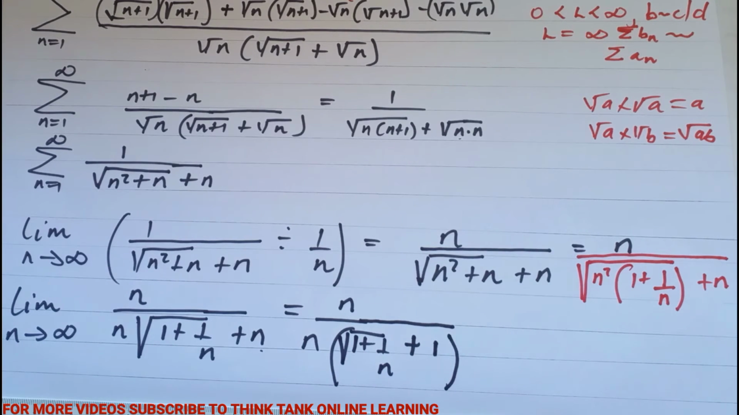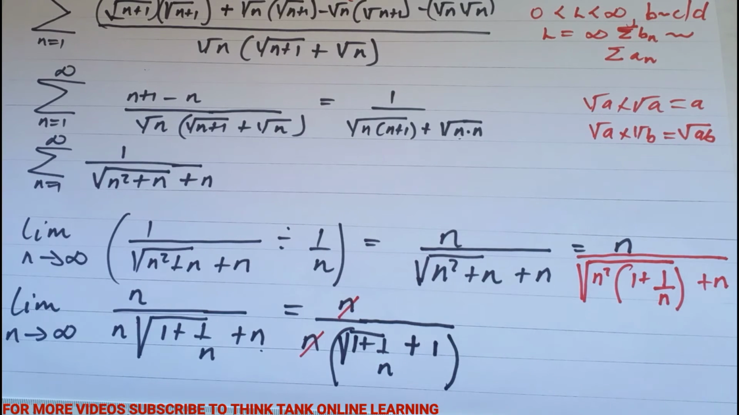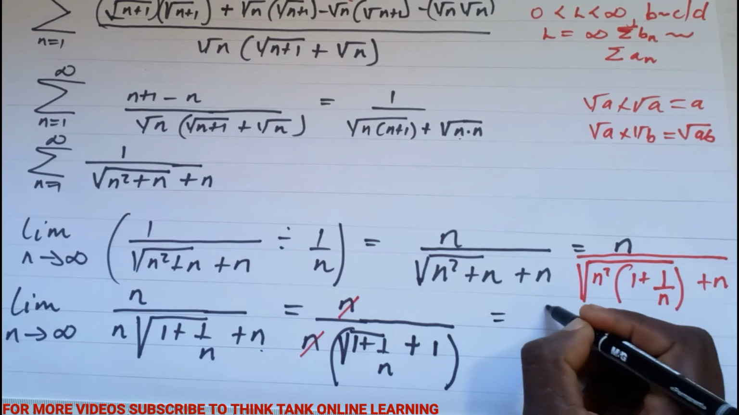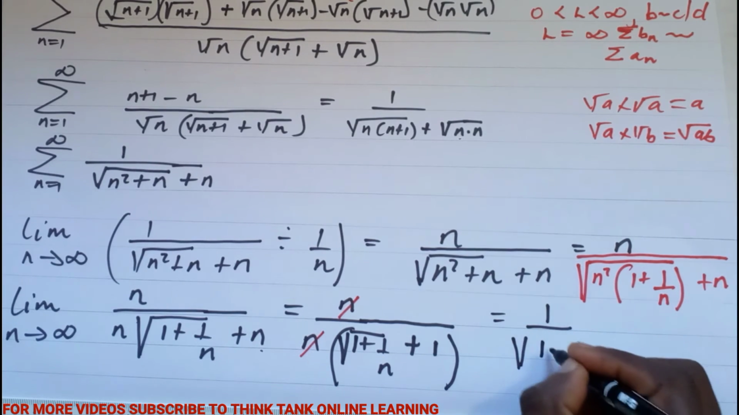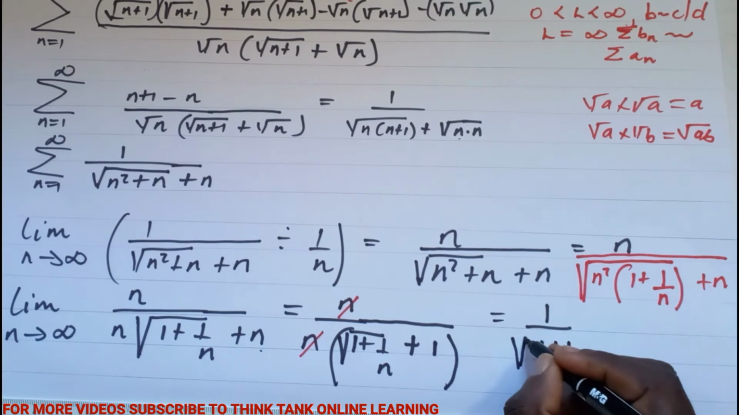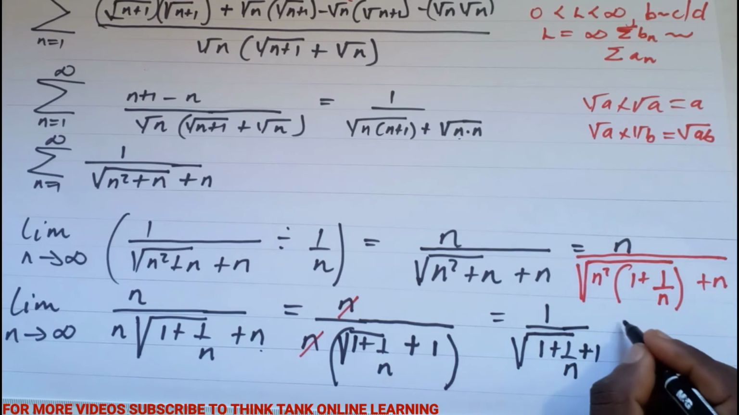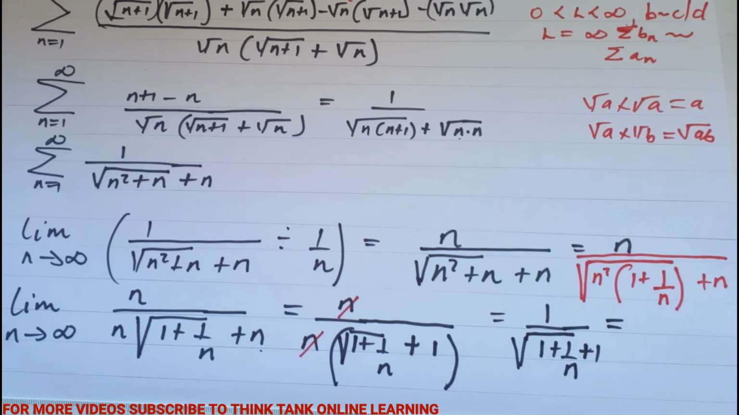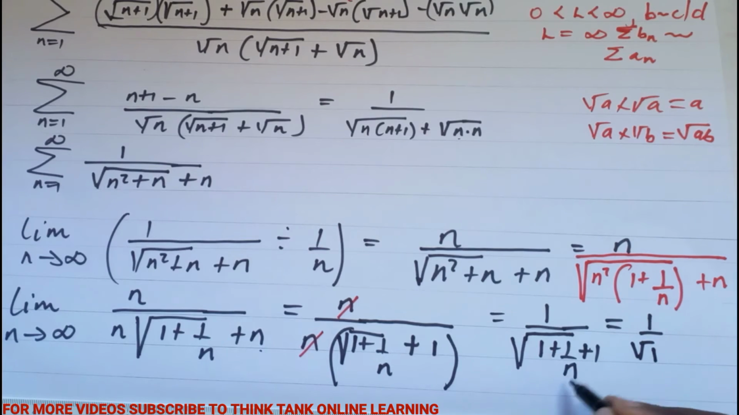And if we say n into n, we're going to get 1. And now we are left with 1 over the square root of 1 plus 1 over n plus 1. What happens if we plug in infinity? We said 1 over infinity is 0, so this is the same as saying 1 over the square root of 1 plus 0, plus 1.